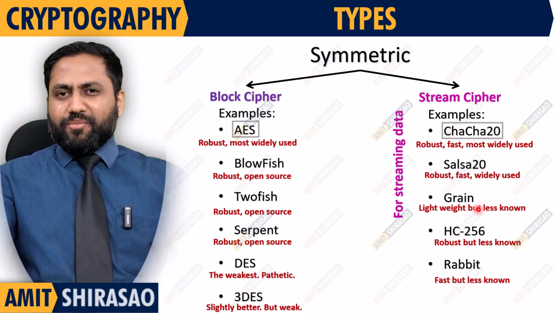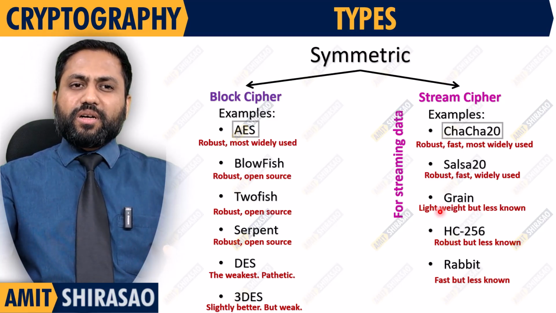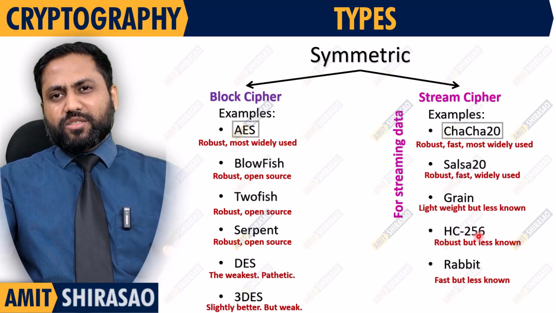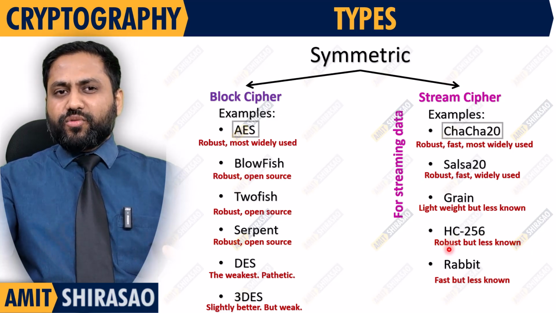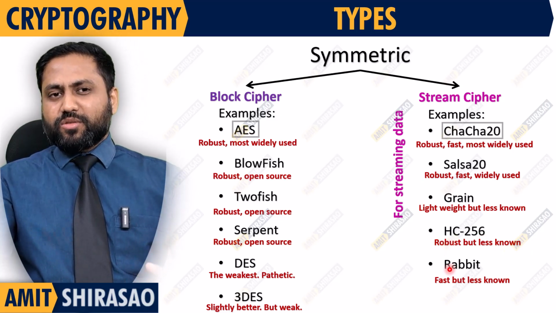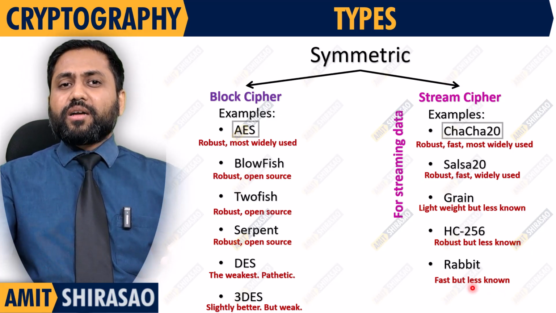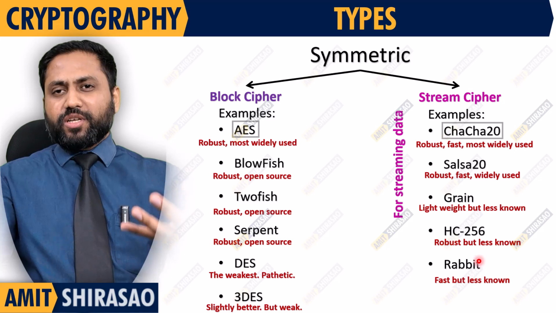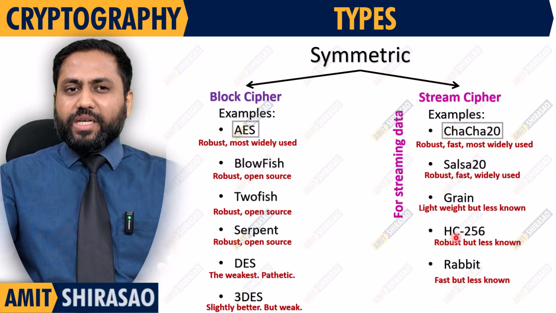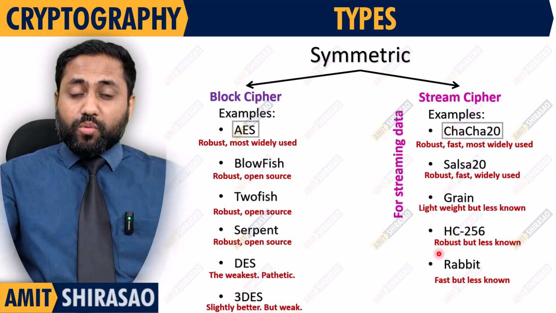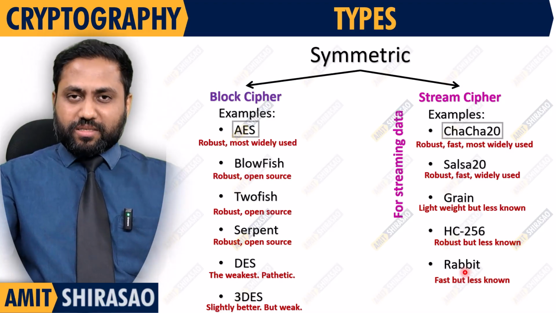Grain is a family of algorithms. It is lightweight, but it is less known. HC 256 is robust, but it is less known. Rabbit is fast, but it is less known. So all these three shine in particular areas. Grain is lightweight, HC 256 is robust, Rabbit is fast.